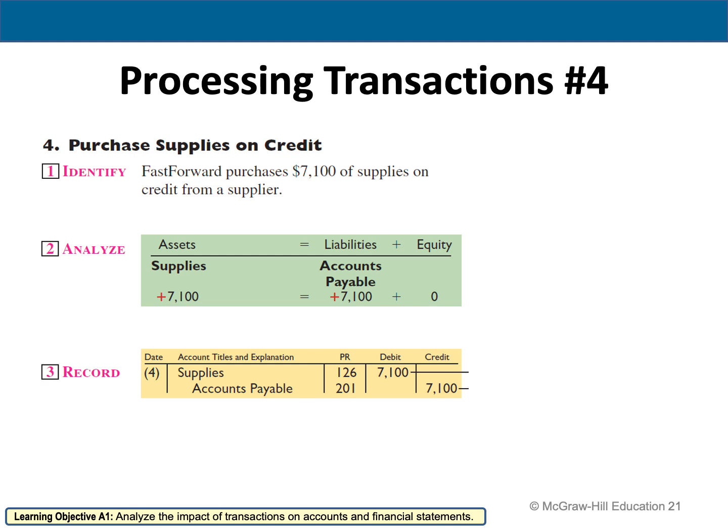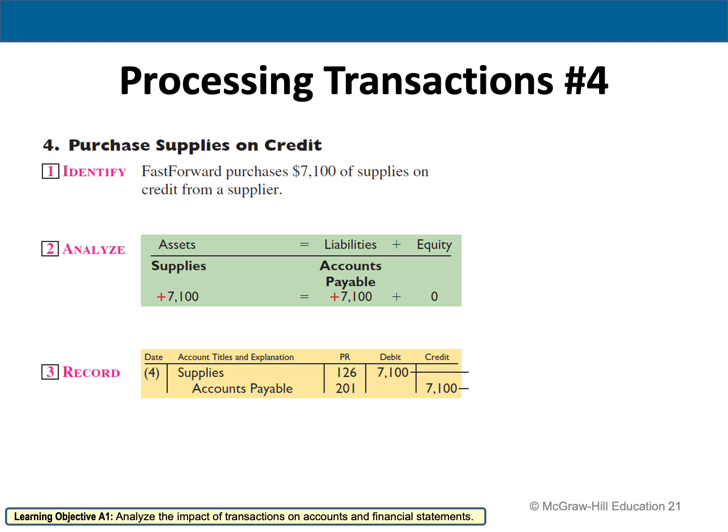So now we know that supplies is increasing and supplies is an asset, so I have to record it on the debit side. That's why we record supplies 7,100 on the debit side. And accounts payable is also increasing, but the normal balance of a liability is the credit side. So that's why I have to record the accounts payable on the second line to represent the credit side, and I record 7,100. The fourth step is to record or post those accounts in T accounts.